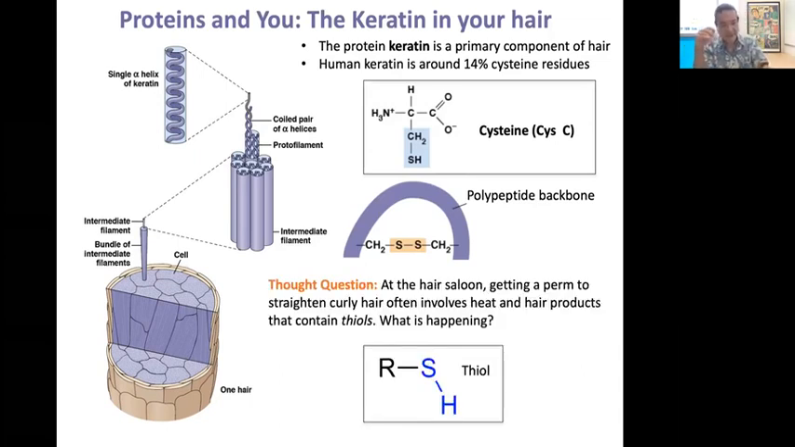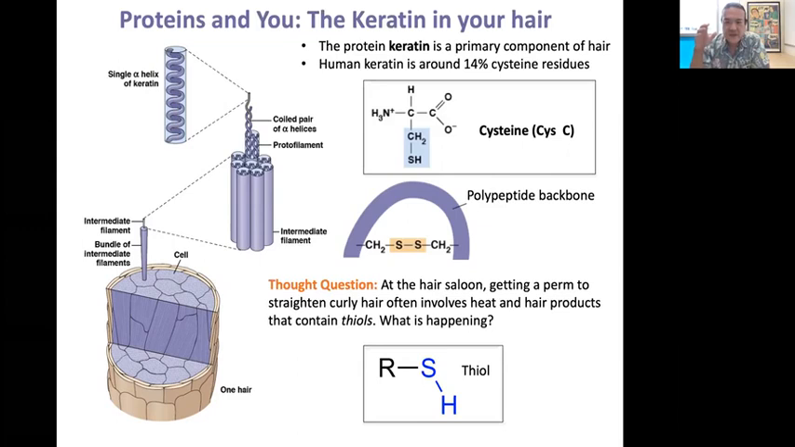So here's a thought question then, and we're almost out of time. When you go to a hair salon to get a perm to straighten your curly hair, right? Oh, this is an old slide. Sorry, there's a typo there. It says saloon, not salon. A saloon is where cowboys in old Western movies go to get their hair done, right? To the hair saloon. Anyhow, getting a perm done, the cowboy goes up to the saloon bartender: give me a shot of your strongest whiskey and some highlights, right?